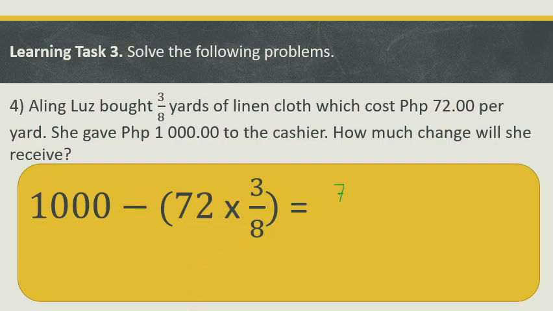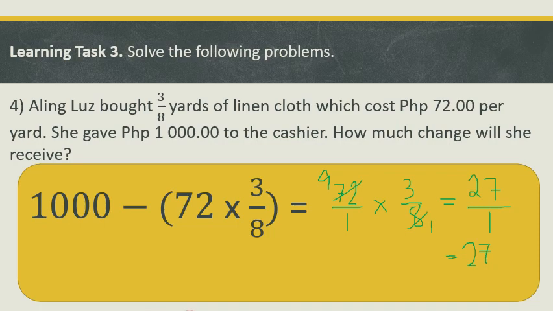magiging 72 over 1 times 3/8. May common factor po ang 72 and 8, pwede siya sa 8. 72 divided by 8 is 9. 8 divided by 8 is 1. Pag minultiply natin, 9 times 3 is 27. 1 times 1 is 1. So, ito ay magiging 27.